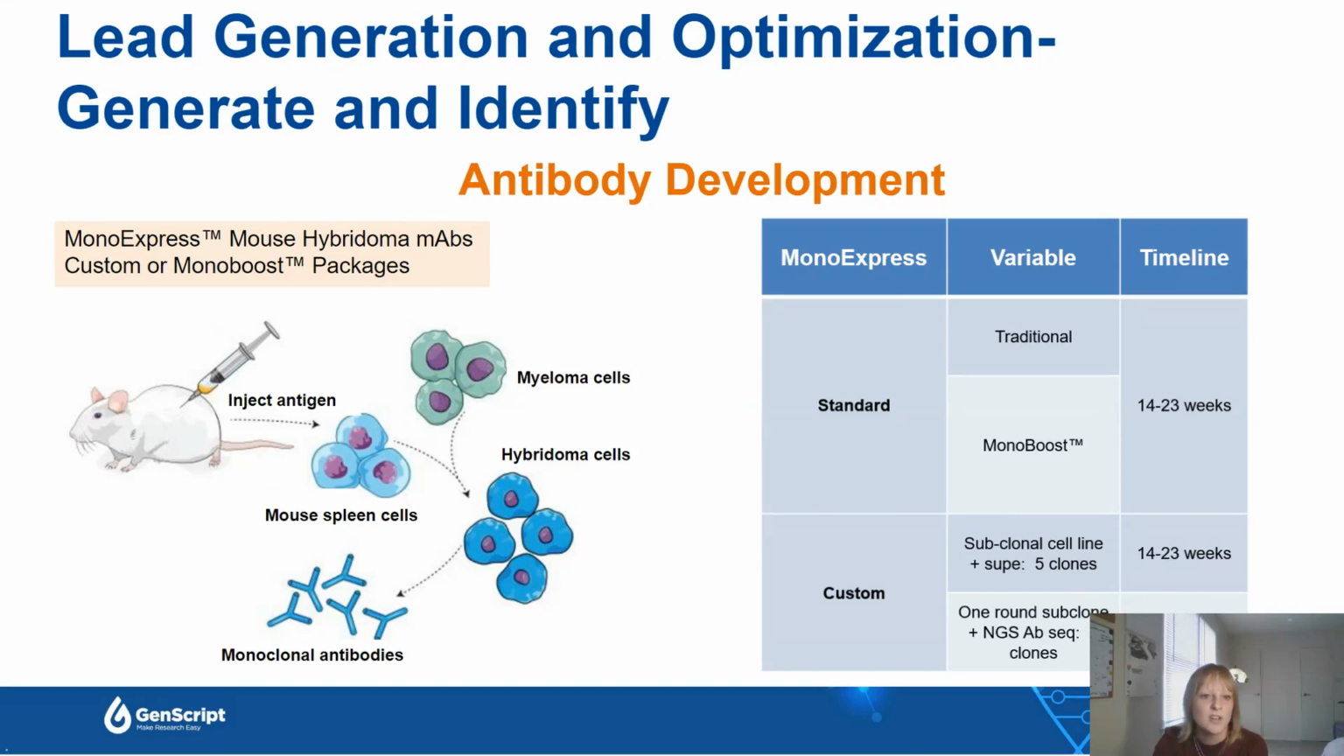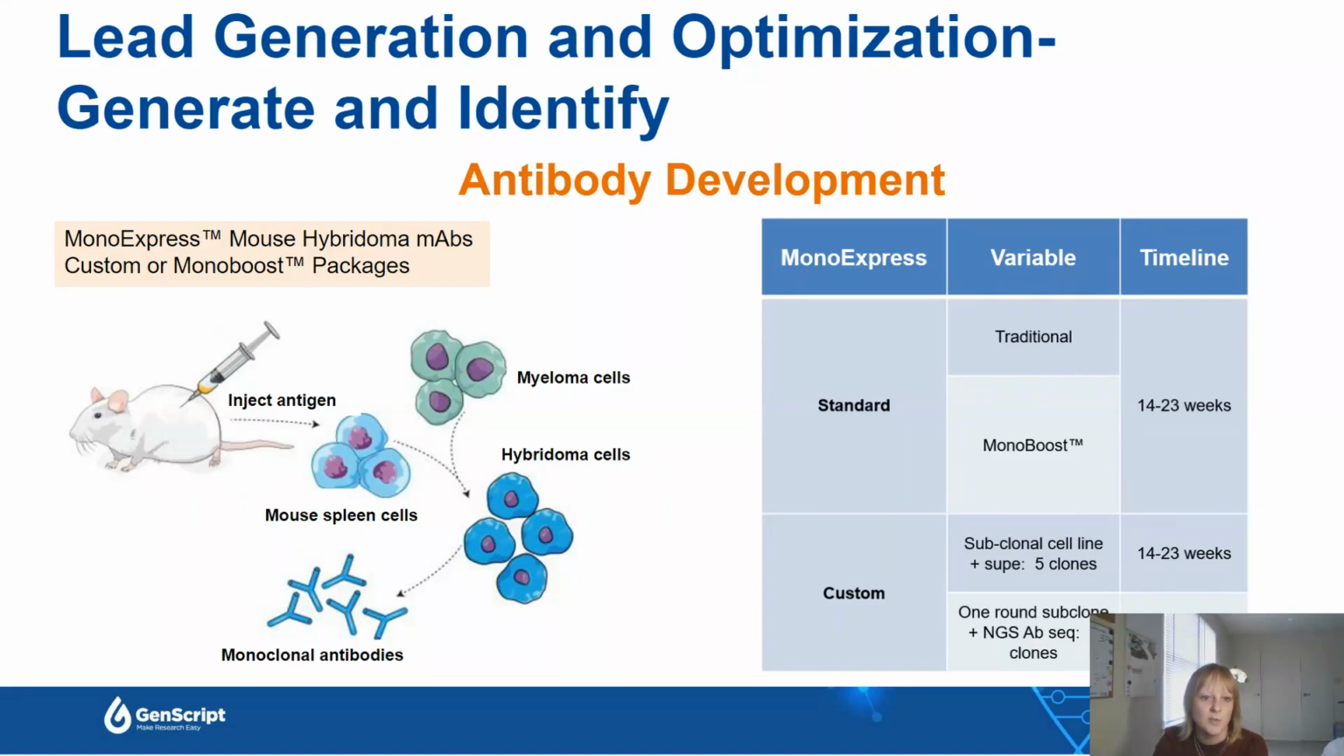Mouse hybridomas are the traditional method of generating monoclonal antibody hits. They're still the most common approved therapeutic. Our MonoExpress service provides multiple options to generate high-quality leads in as little as 13 weeks. We've made this very simple, and all you have to do is provide us with your target sequence.